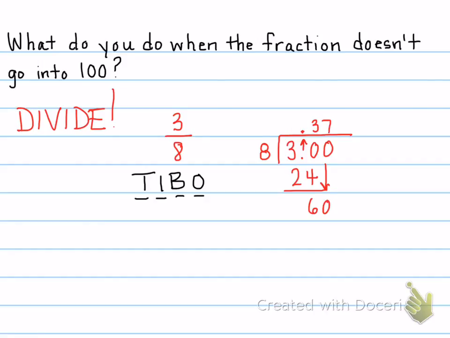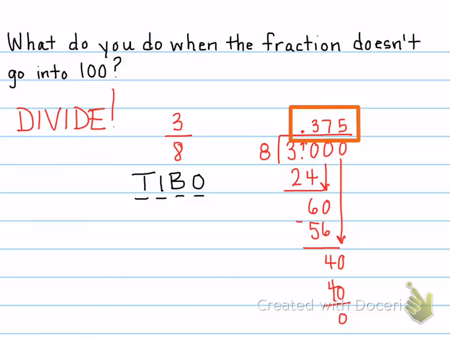7 times 8 is 56. Subtract. Get 4. Still have a remainder. So now I add another 0. Bring that 0 down. 8 goes into 40 5 times. 5 times 8 is 40. Subtract, I get 0. Now I have no remainder. So I know that 3/8 equals 0.375, or 375 thousandths.